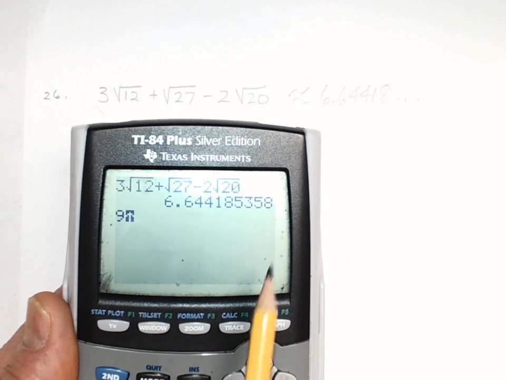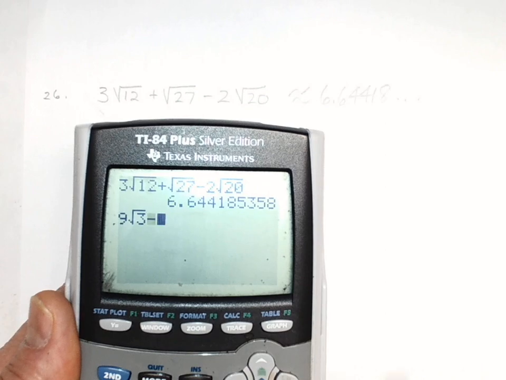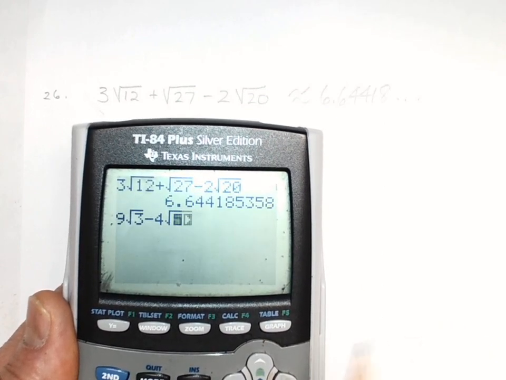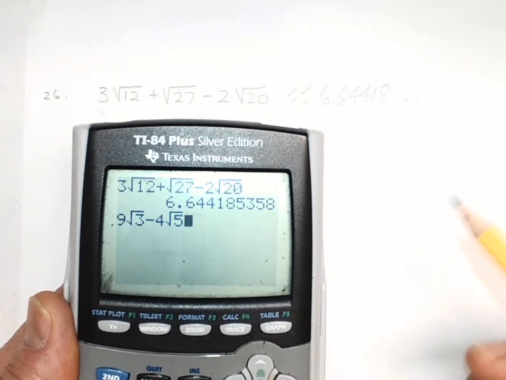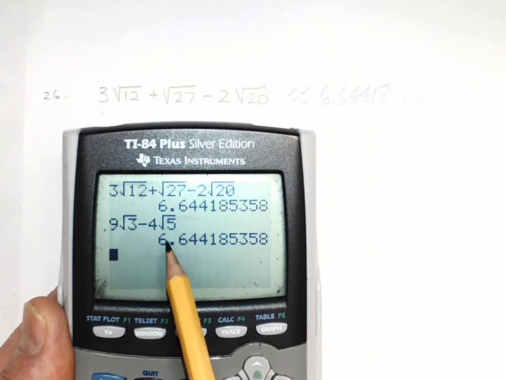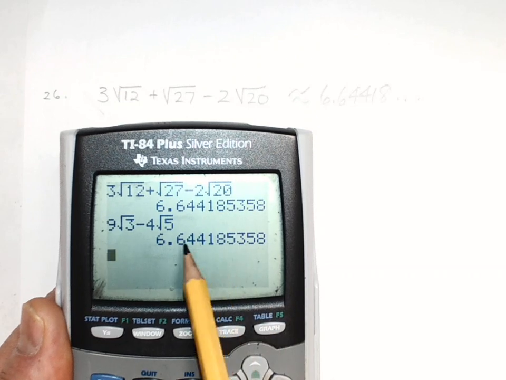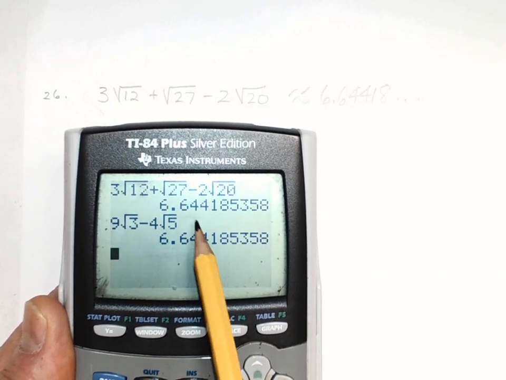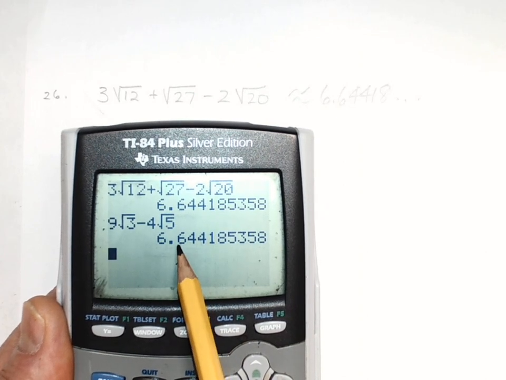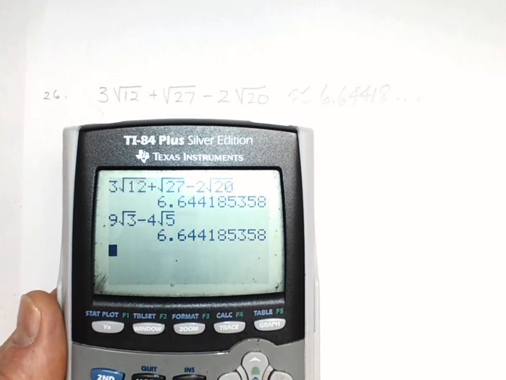We got 9 root 3, and then minus 4 root 5. When I say root and square root, I'm being lazy. Alright, so you notice right there, Shazam, look at that. It's not just the 6, not just 644. It's exactly like. You can't be close. If your original problem is 6.644, you can't take an answer that's 6.1. Alright? Alright, that's how Unit 8 works. If you know how to do this paper, you can do the test.